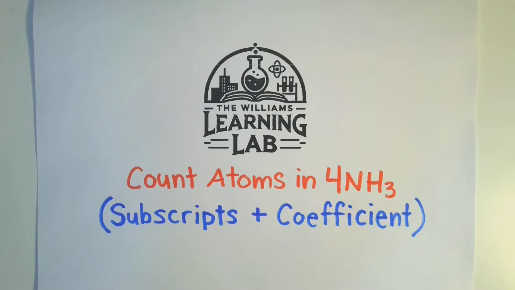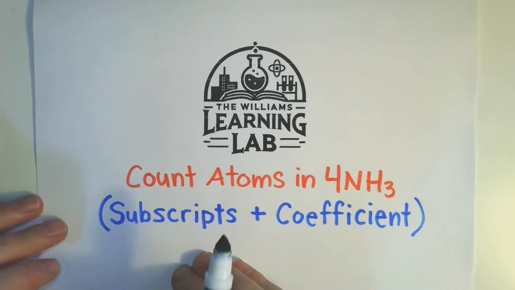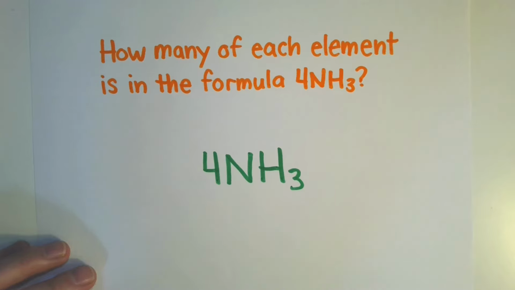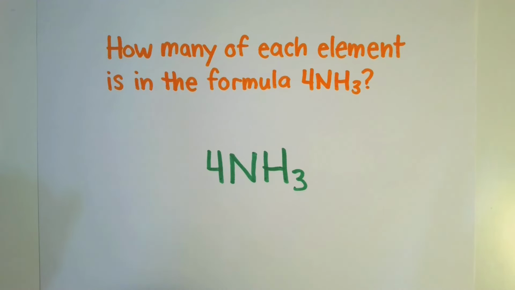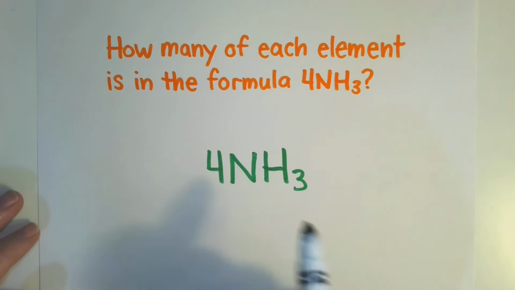In this episode we are going to count the atoms in NH3, that's ammonia, but we have a coefficient in front of the molecular formula. So we need to understand what's going on with the subscripts and the coefficient. So how many of each element is in the formula for NH3? Well, let's analyze what this all means.